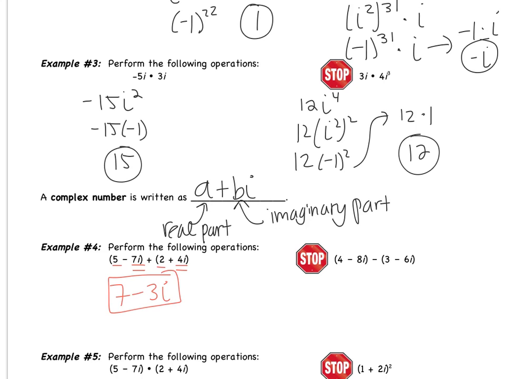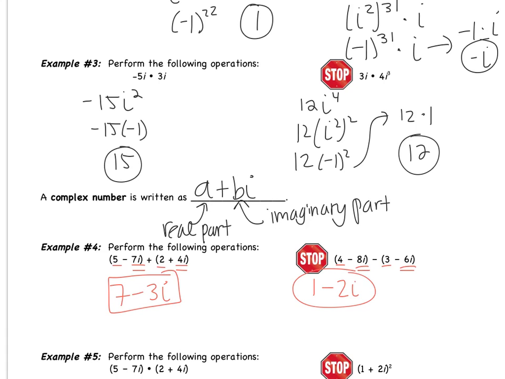Right now, pause the video and try the subtraction example, please. Let's see how we did. You should have subtracted the real parts. So 4 subtract 3 is 1. And then subtracted the imaginary parts. -8 subtract -6, that's like adding a 6, that's -2i.